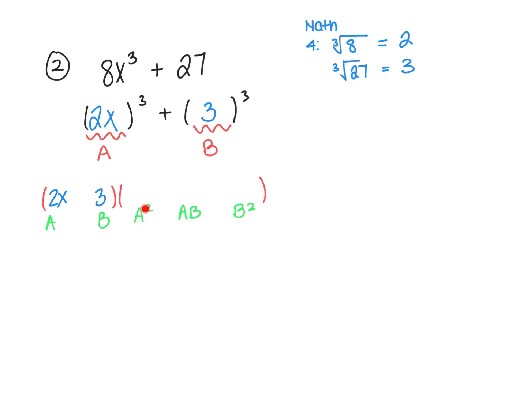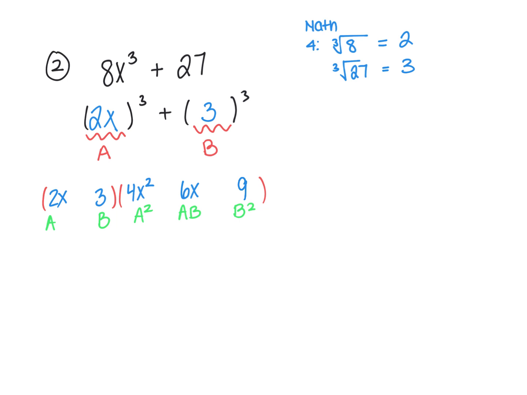A squared is square everything in A. Square the 2, square the x. So 2 squared is 4, and x squared is x squared. Square both of the pieces in A. AB means A times B, so 2x times 3 is 6x. And then B squared is take B, which is 3, and square it, gives me 9.